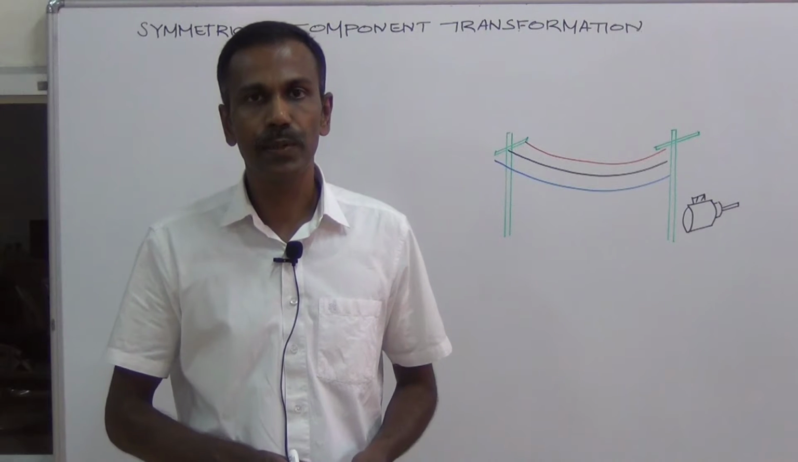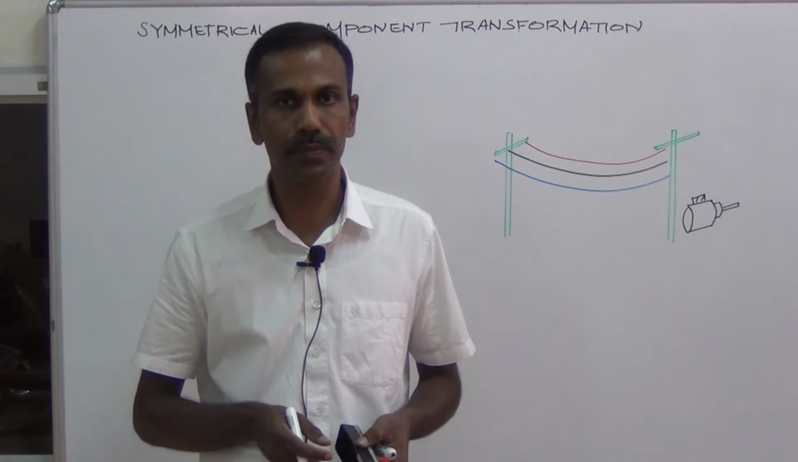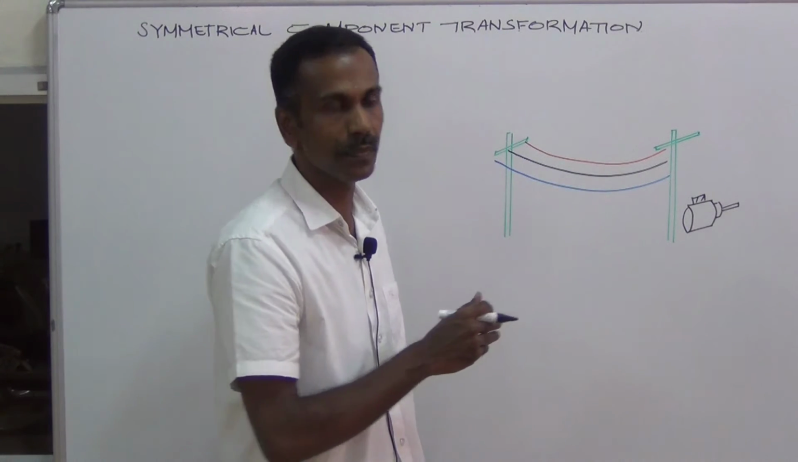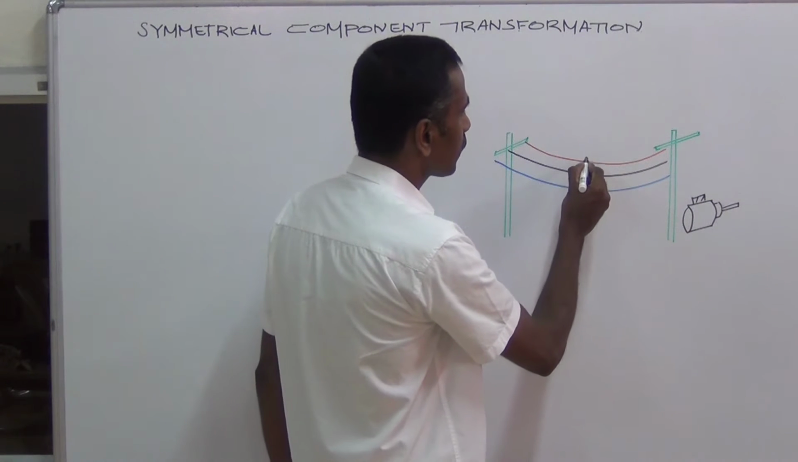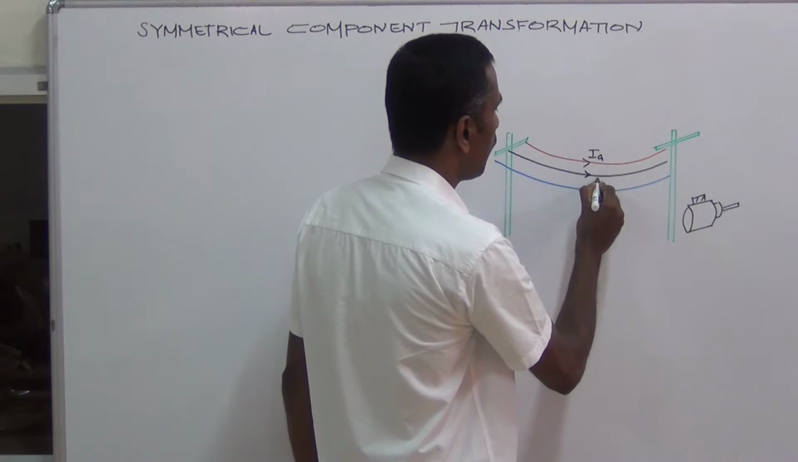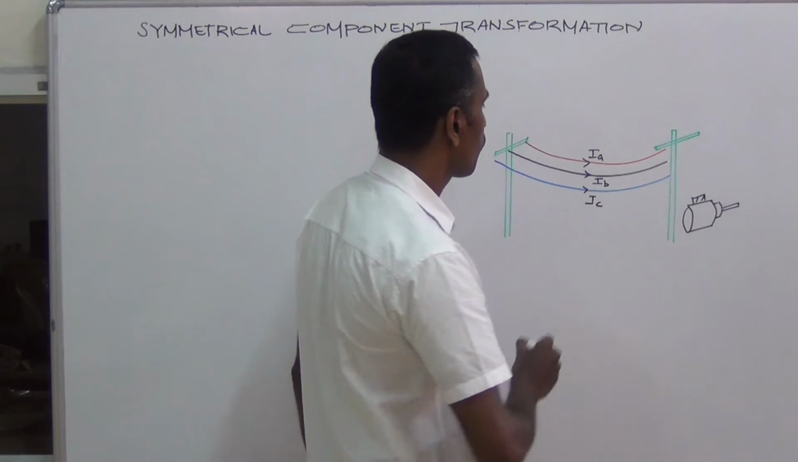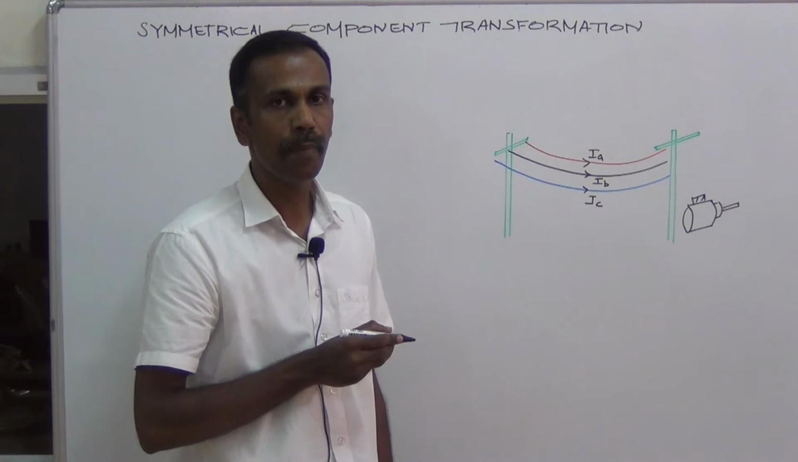Hi students, in today's class we will study the symmetrical component transformation of a three-phase system. We consider this three-phase transmission system supplying a motor load. Suppose the currents through the three lines are IA, IB and IC. In the normal condition, these three currents will be balanced.